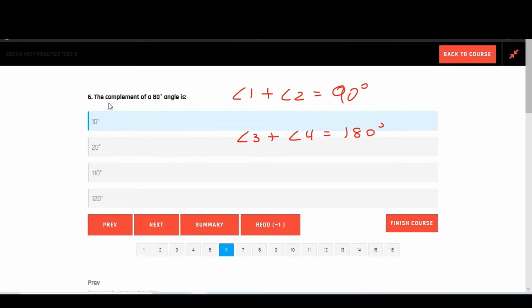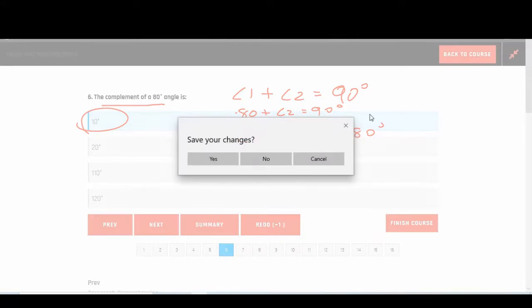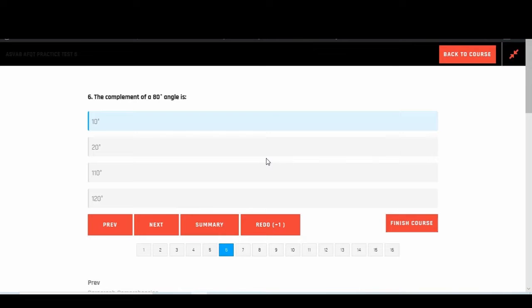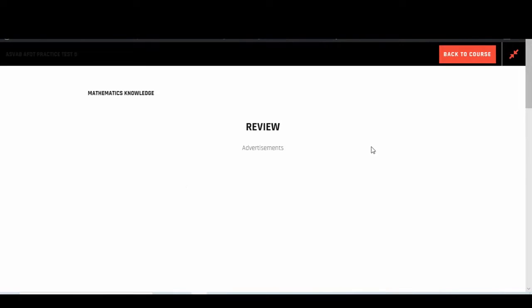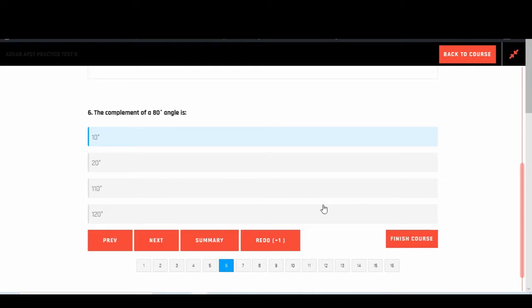In this case, we're dealing with a complement of 80. So I know 80 plus angle 2, let's say, equals 90. Therefore, we can clearly see that 80 plus 10 degrees for angle 2 will get us 90 degrees. Okay? So, again, supplementary and complementary angles, you have to know the difference between those to do well on this test. And they're very easy. Complementary, add up to 90. Supplementary, add up to 180.